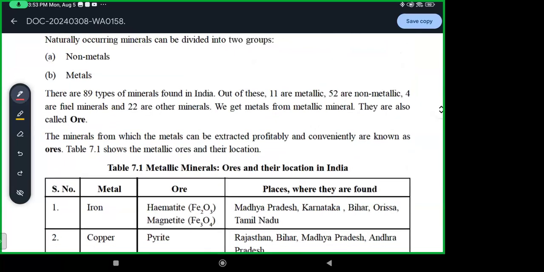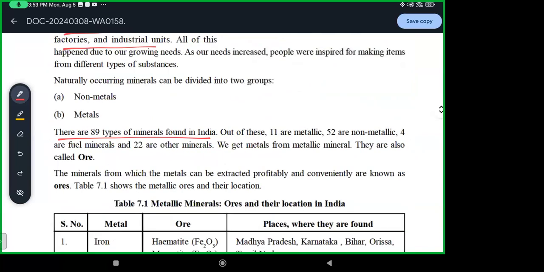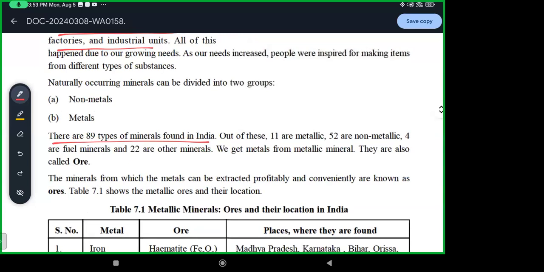If we talk about minerals, there are 89 types of minerals found in India. Now naturally occurring minerals can be metallic or non-metallic.